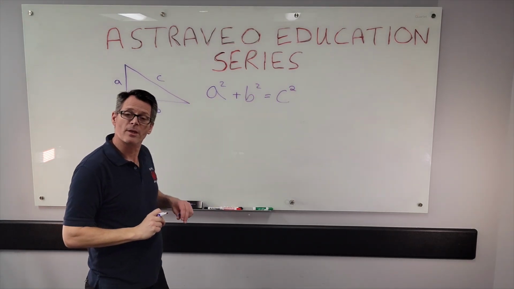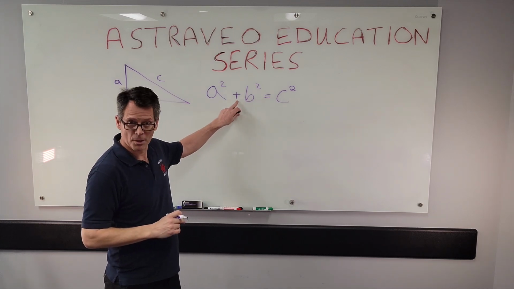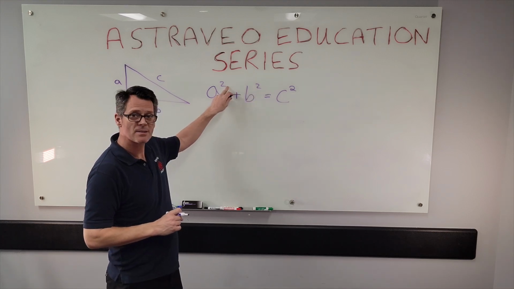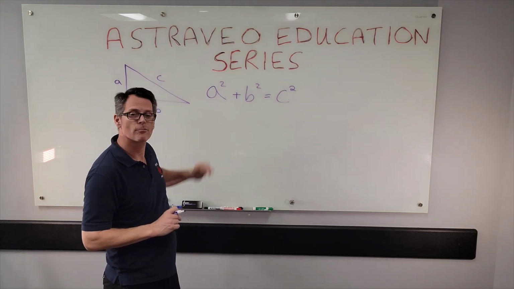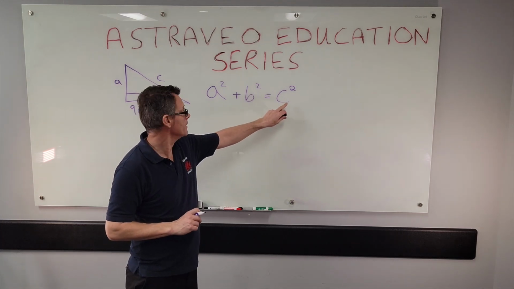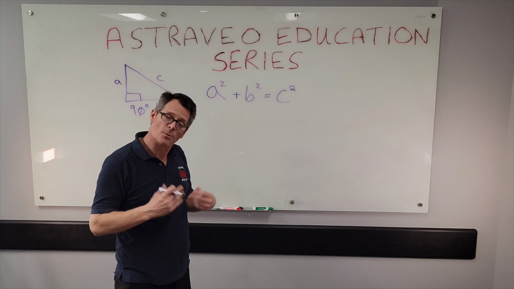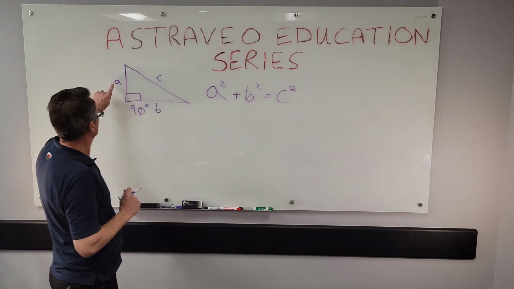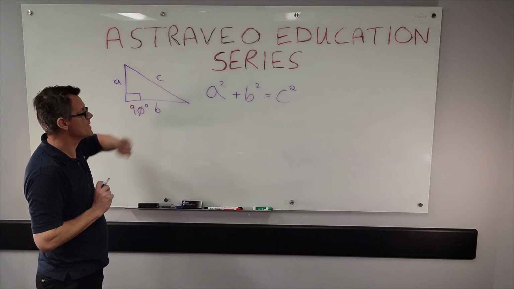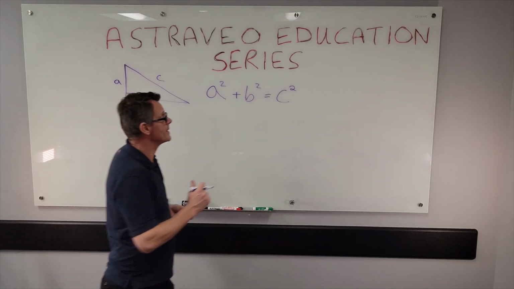Now in words we can think of it like this. The sum, that's the plus symbol, of the squares of two sides of a right-angled triangle equals the square of the remaining side. So what that really means is this length squared plus this length squared must equal this length squared. And we can demonstrate that quite nicely.